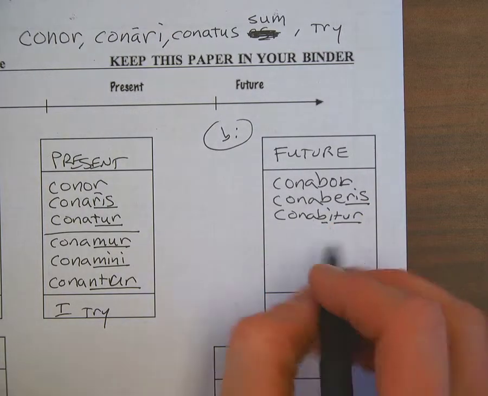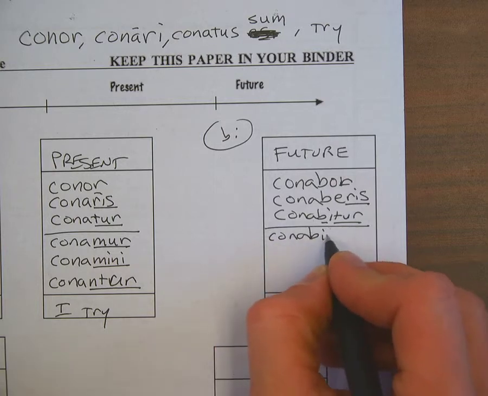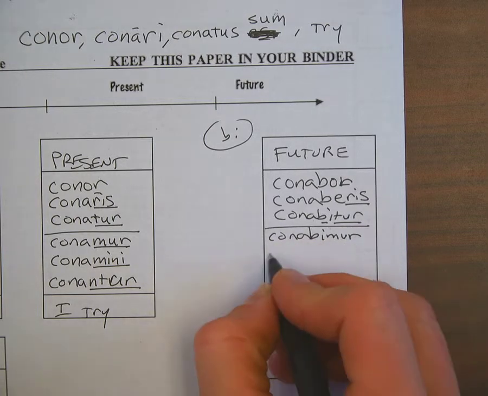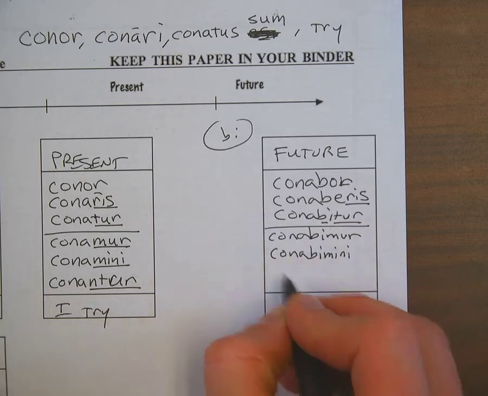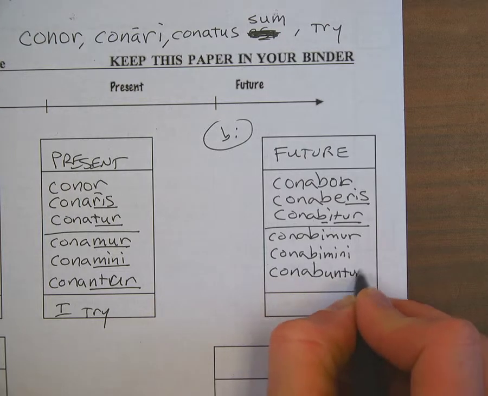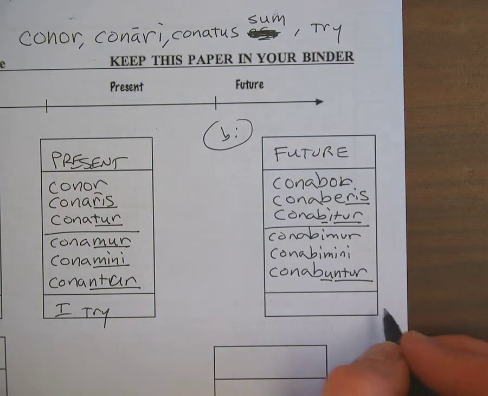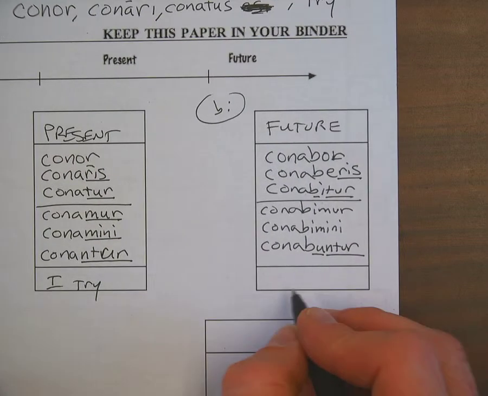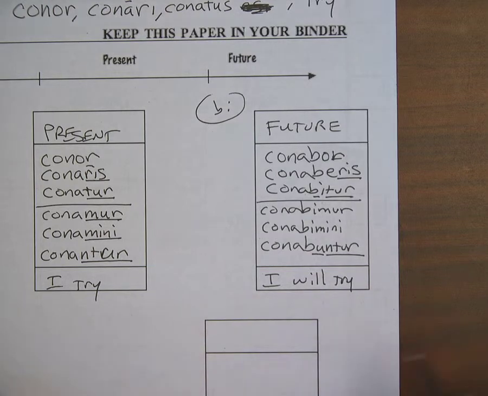Those are your endings. We, conabimur. Conabimini. And last one, conabuntur. Now you got a U in there, just because that's how they do it. And that one would be I will try. That's how you do that.